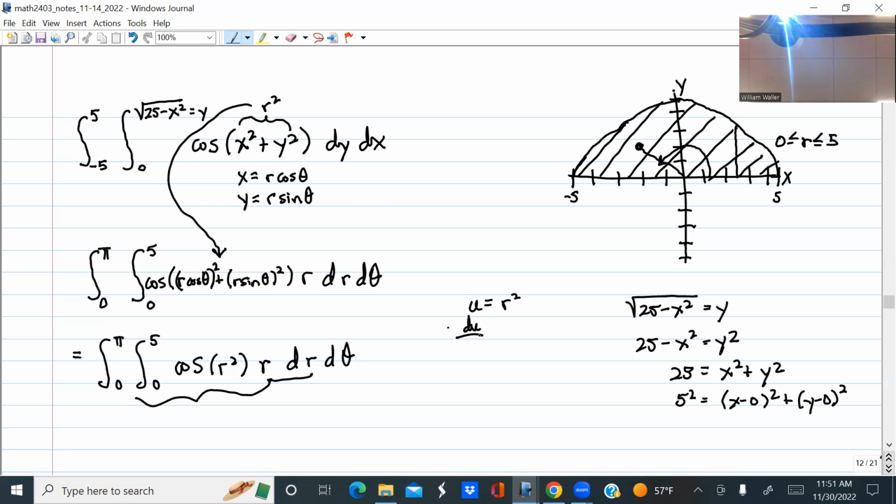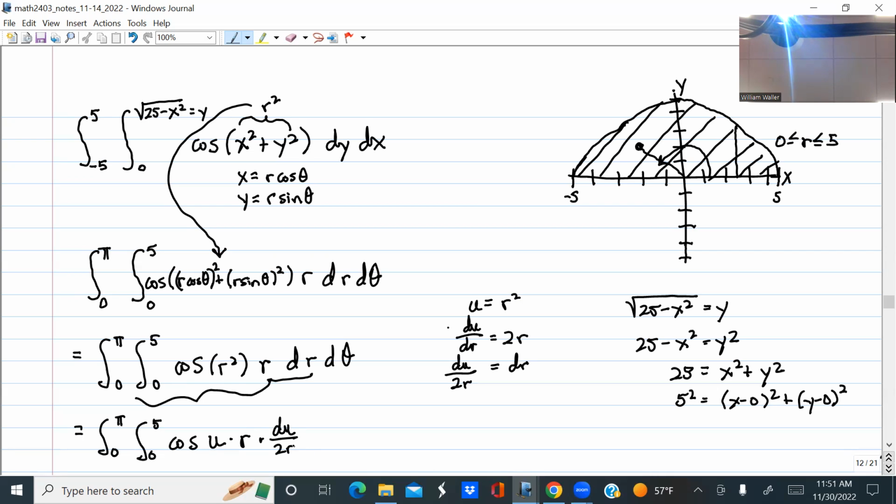Then what is du dr? That's going to be 2r, right? Or dr is going to be du divided by 2r. So we fill that in in our usual substitution manner, and we get cosine of u. That's nice because then I know how to integrate that. And then this r is still here, and then times dr, but dr is du over 2r.